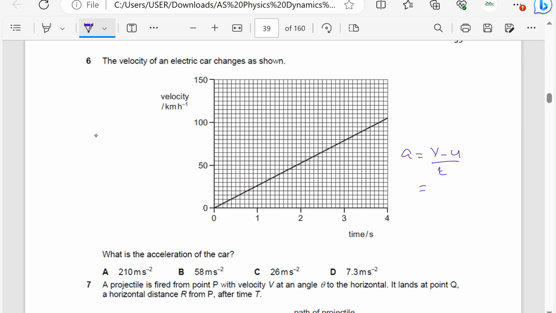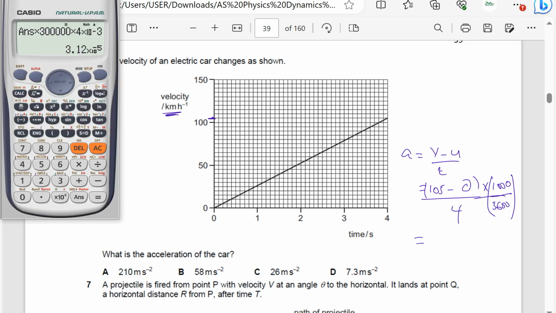V is, I think, 105. U is 0. And then for T, remember this is kilometers per hour, so to change it to meters per second, it is times 1000 over 3600. Then T is 4 seconds, so this is going to be divided by 4.